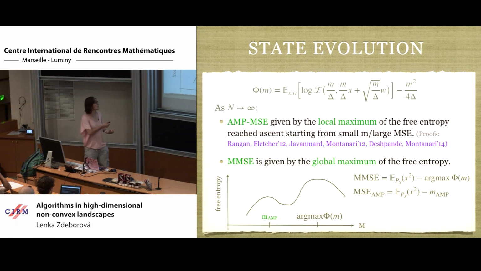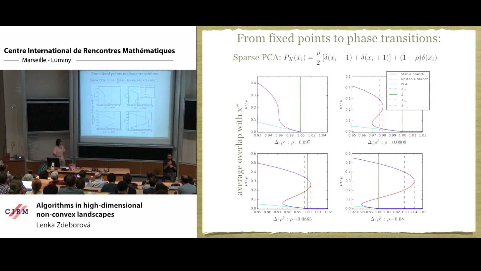And also, of course, if this function has a single maximum, then they both agree, and the algorithm is matching the optimality asymptotically. But if the function looks something like this, then the algorithm is suboptimal with respect to the optimal estimator. So what do we get if we evaluate this function in some particular case?